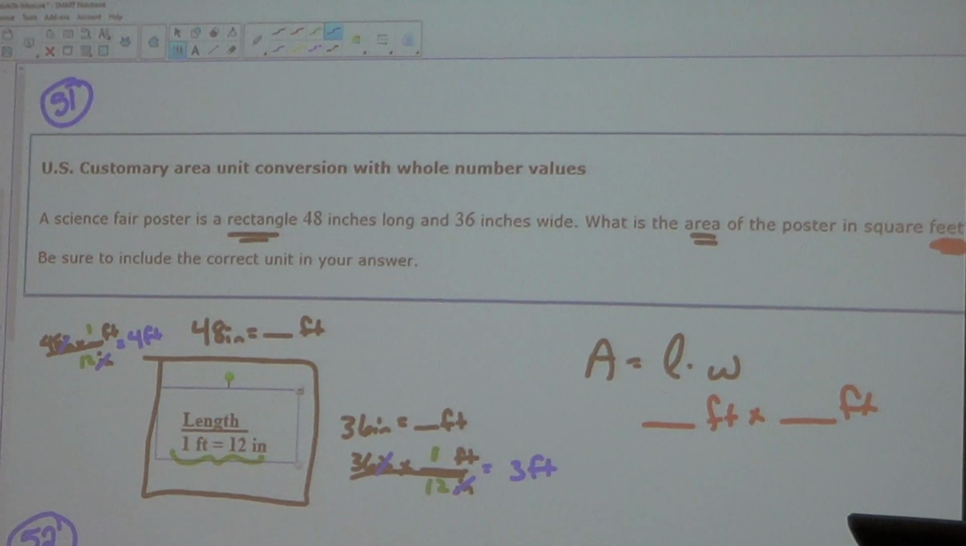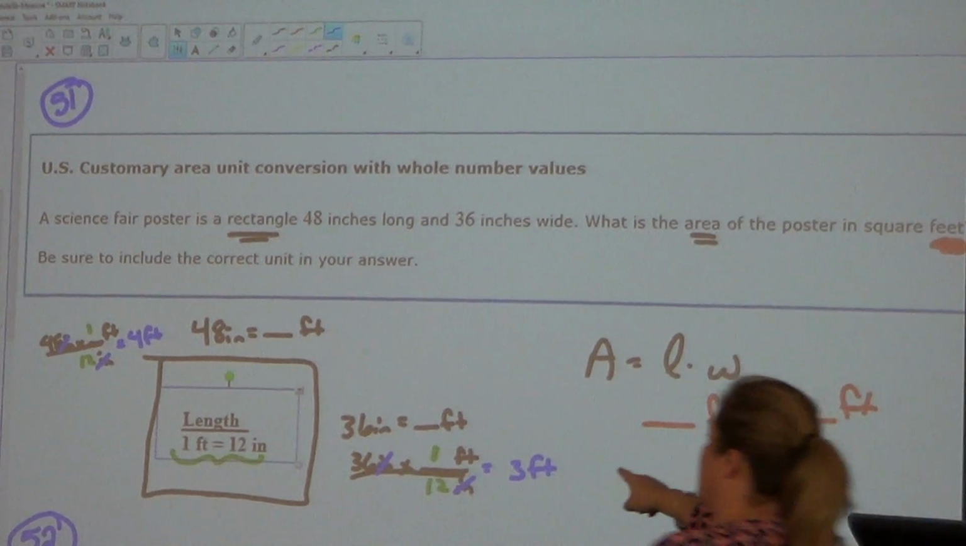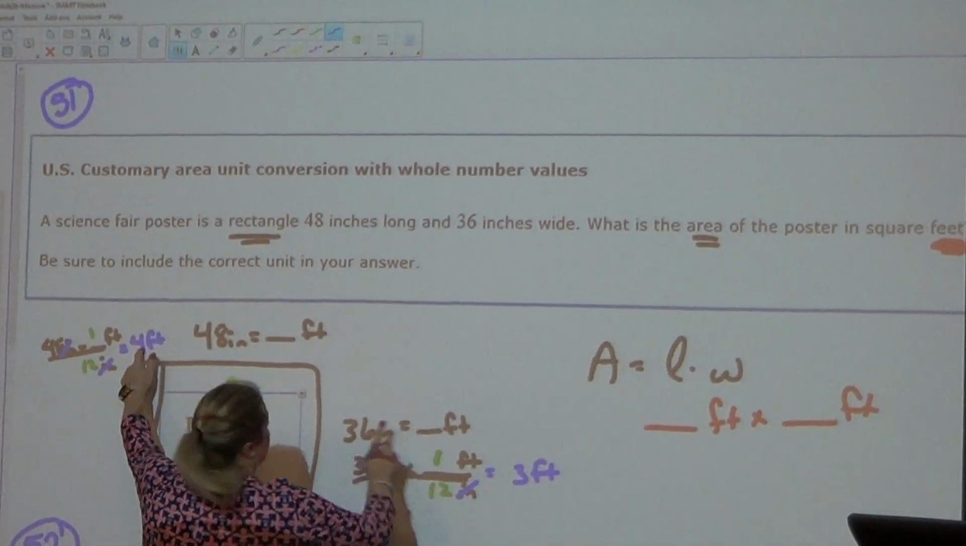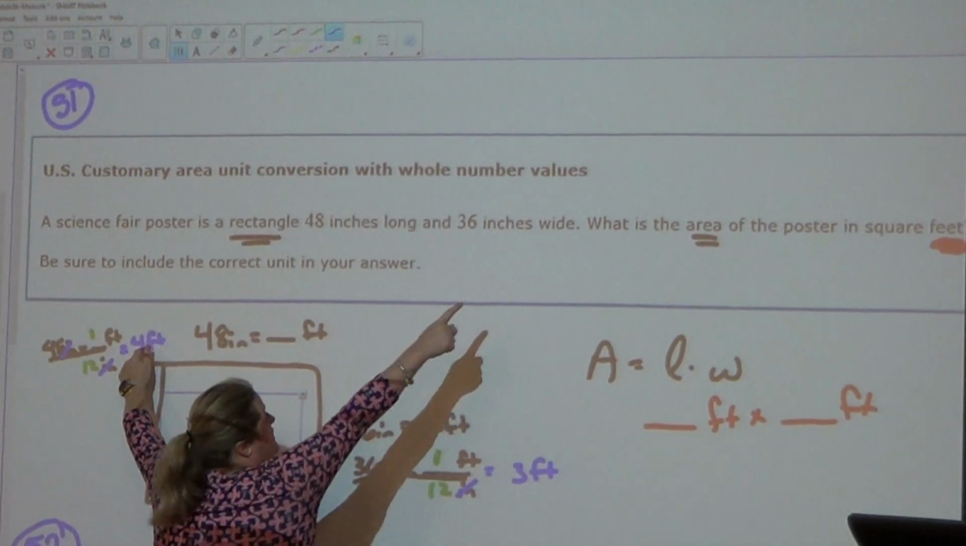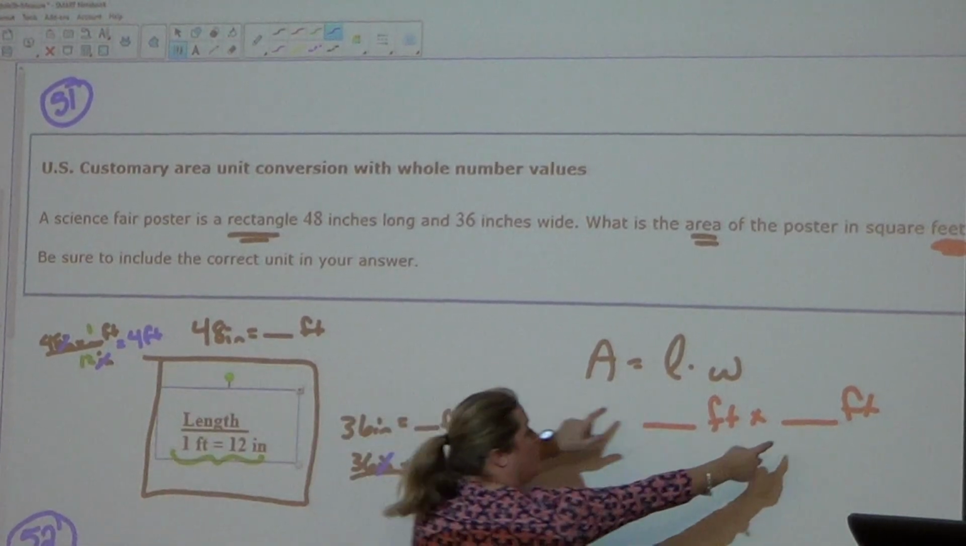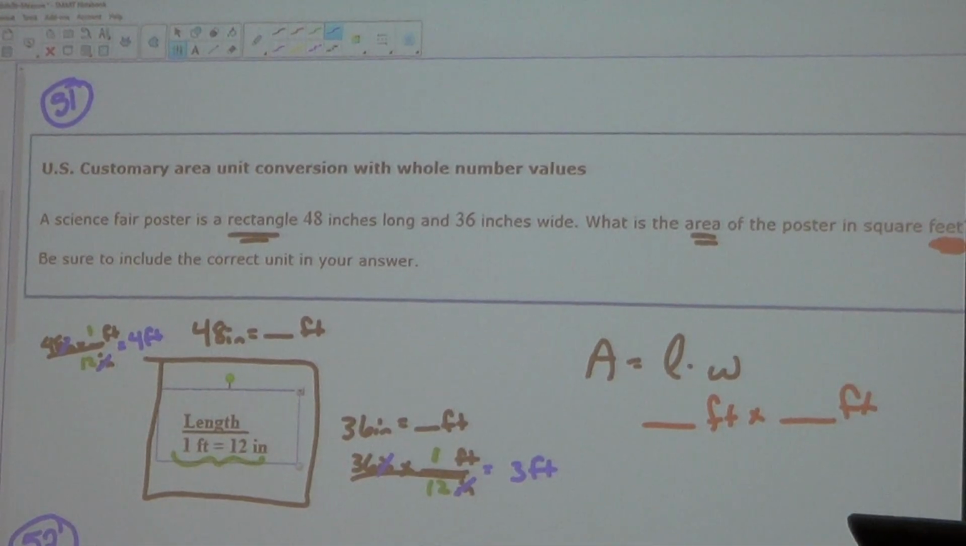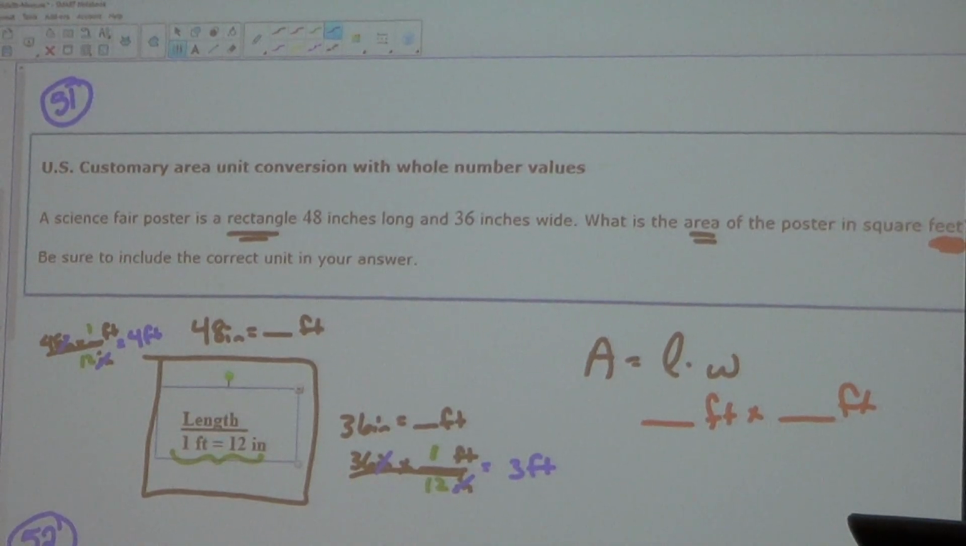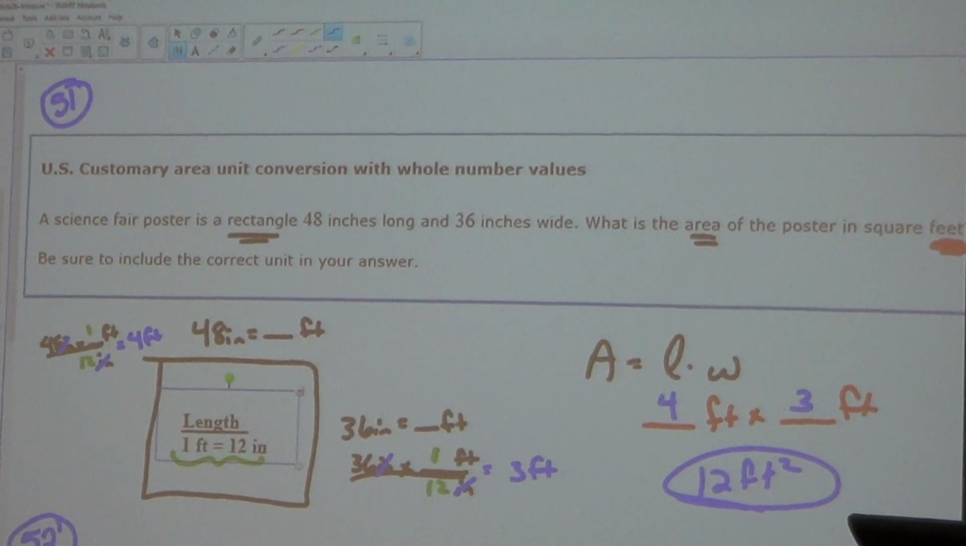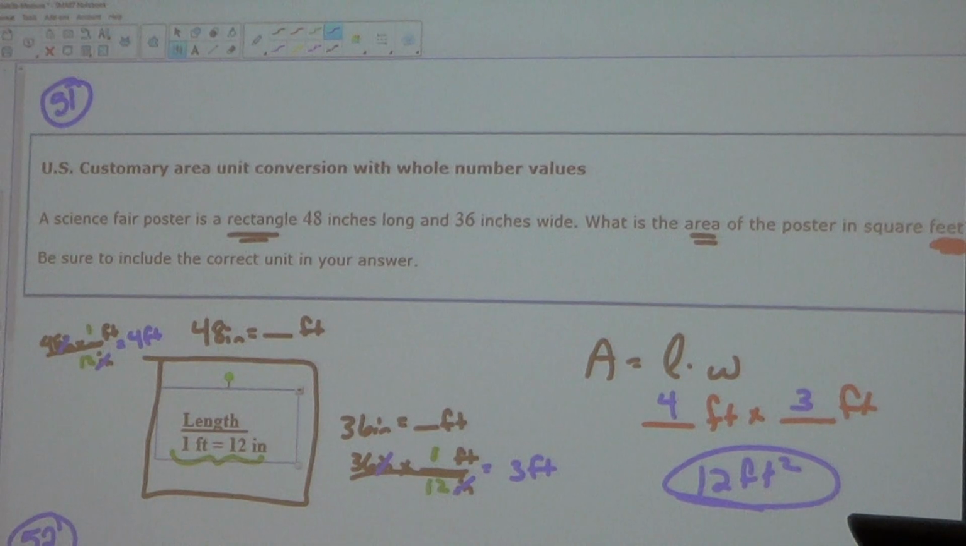Now, I'm not done yet. I just realized that a 48 inch by 36 inch rectangle is really 4 feet by 3 feet. Now, they want me to find the area. So what is 4 feet by 3 feet? 12 feet squared. I know, I just killed you on that one, didn't I? 4 times 3 is 12, and because it's area, your units are squared.